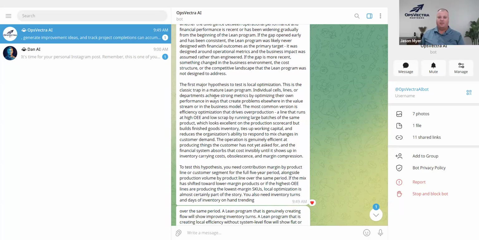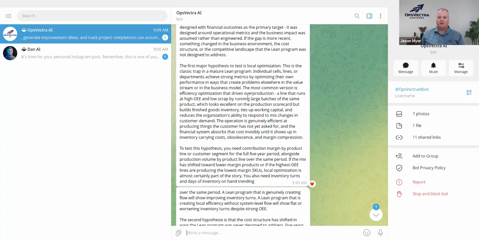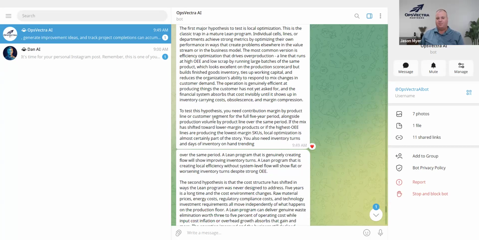All right, first hypothesis to test is local optimization. This is a classic trap in a mature lean program. Individual cells, lines, or departments achieve strong metrics. So they're kind of looking at it at the micro level there. A line that runs at a high OEE and low scrap by running large batches of the same product looks excellent on the scoreboard, but builds finished goods inventory. So tells you some stuff to look at.